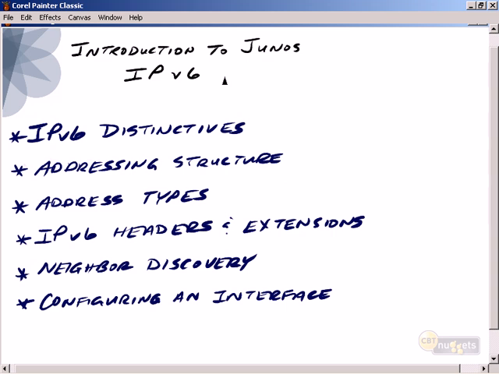So in this nugget, we're going to look at the IPv6 distinctives. We'll also look at the addressing structure of the 128-bit IPv6 address. We'll look at different address types and features. We'll look at IPv6 headers and the extensions. Talk about neighbor discovery, and then finally we'll go on our Juniper router and configure an interface with an IPv6 address. Sound good? All right, let's dive in.